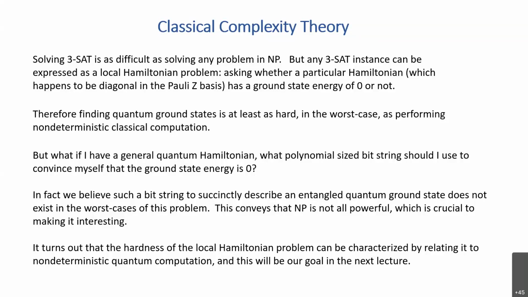But what if I have a general quantum Hamiltonian? What polynomial size bit string could the wizard Merlin give to me to convince me that the ground state energy is, let's say, 0? If it were, say, a transverse Ising model with an entangled ground state or something even more complicated, you can't just describe the ground state by a single bit string, or at least that's what we believe. So we believe that for some entangled ground states there shouldn't exist such a bit string.